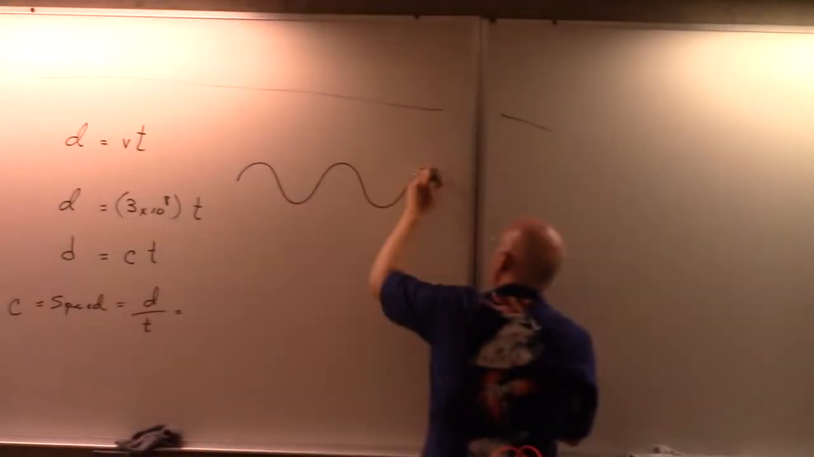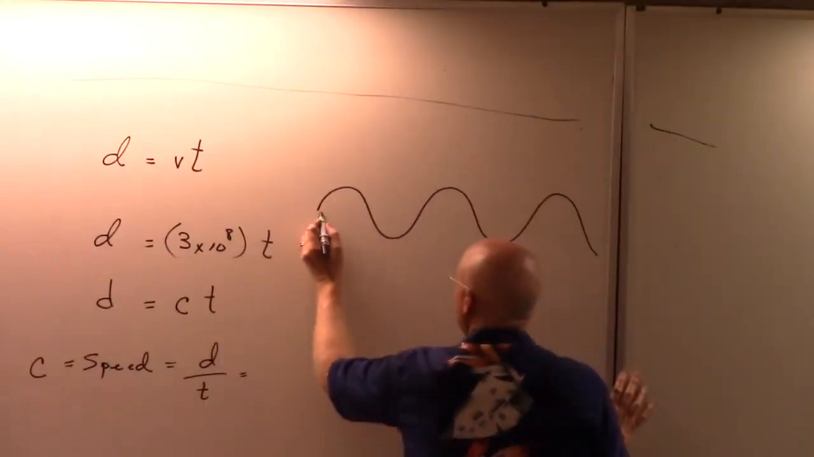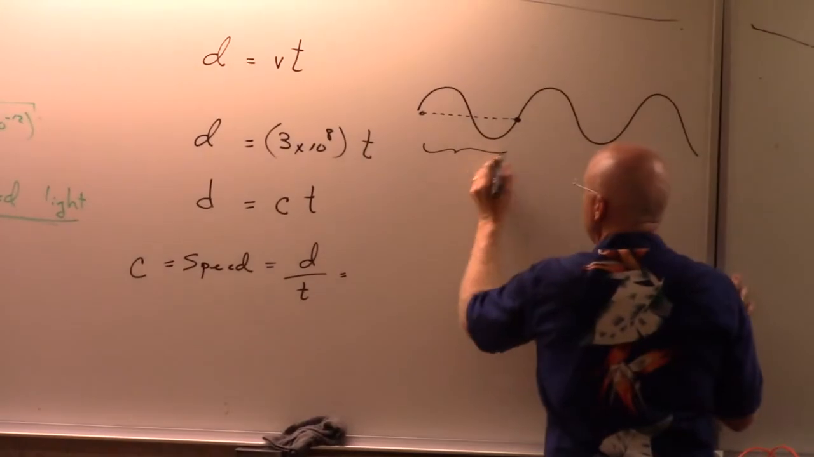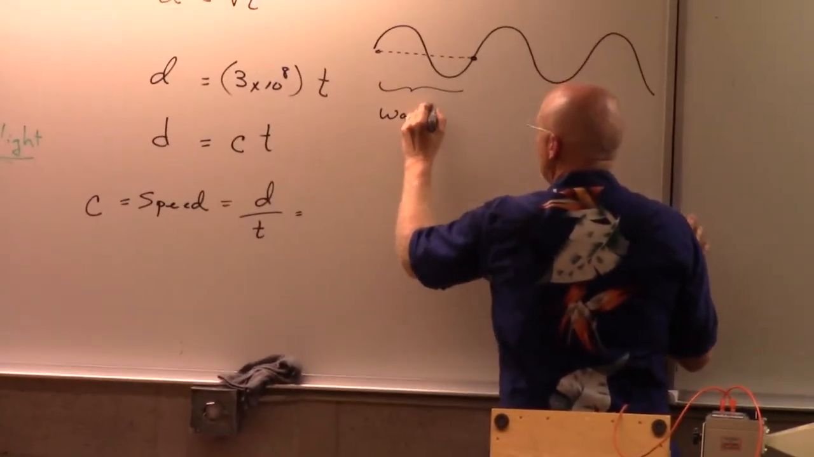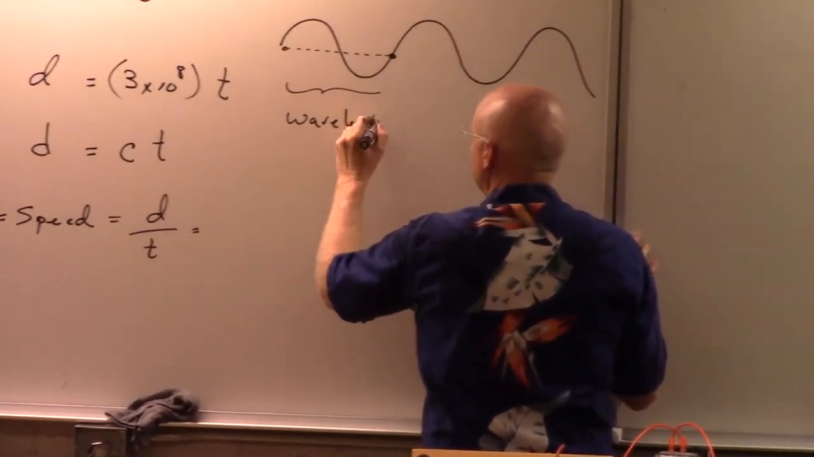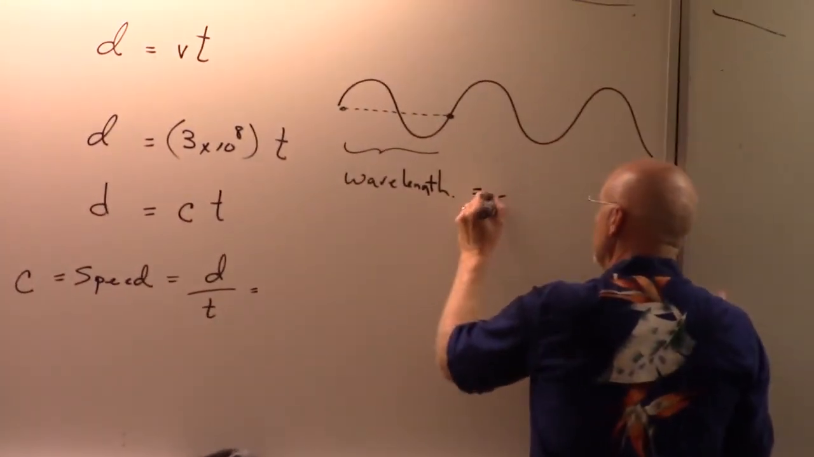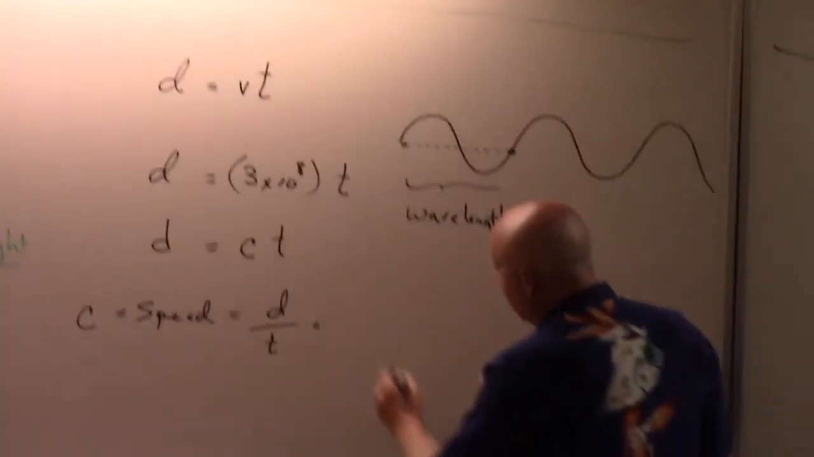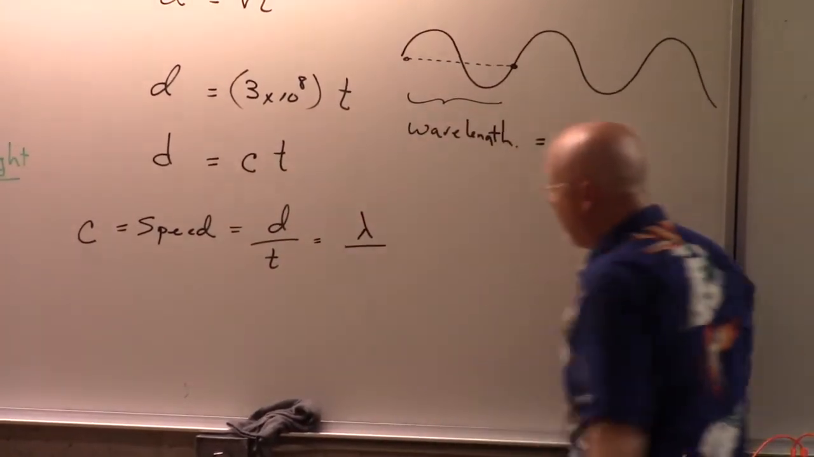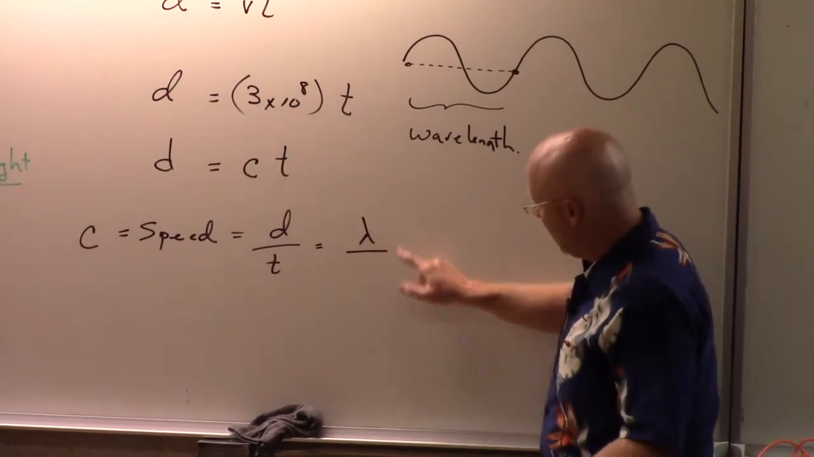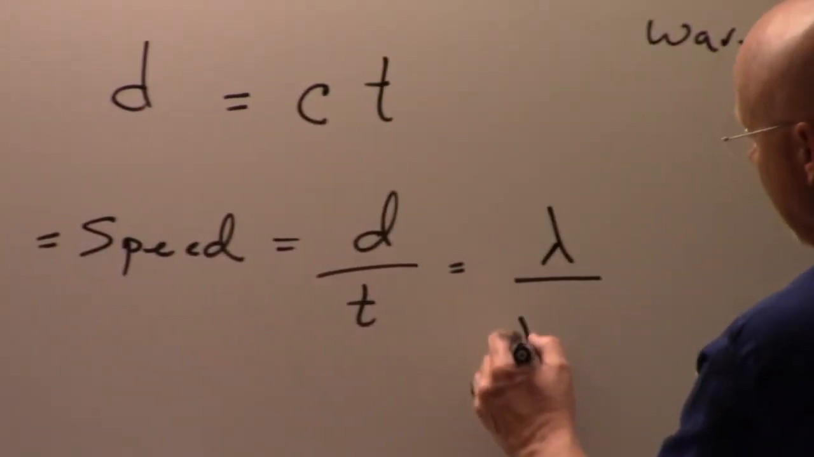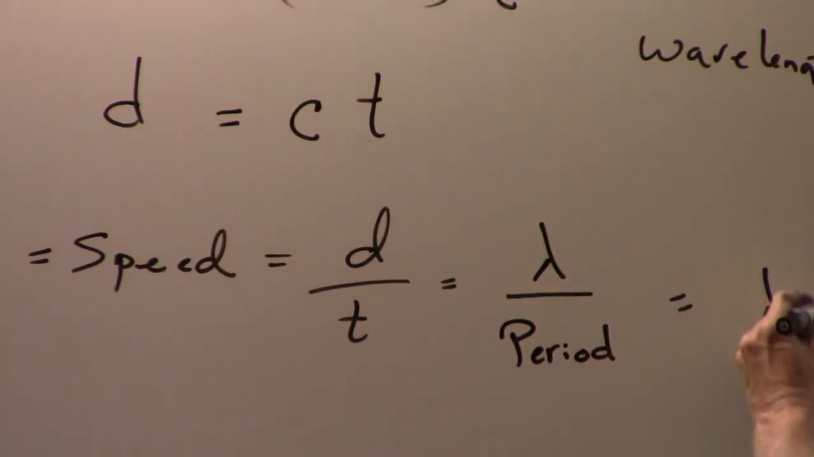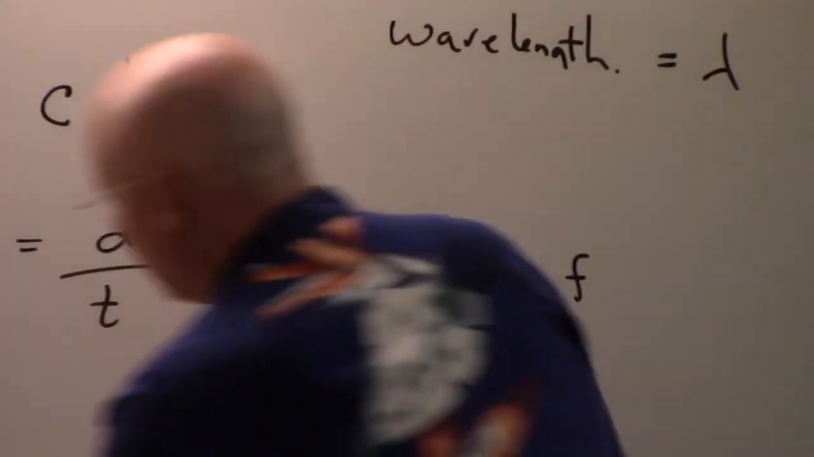And if you had a simple sinusoidal pattern, then the distance to repeat itself would be called its wavelength. And the traditional symbol is a lambda. So if we look at these waves and we let it travel for a distance of one wavelength, the time it takes is one period. And the reciprocal of the period is the frequency.